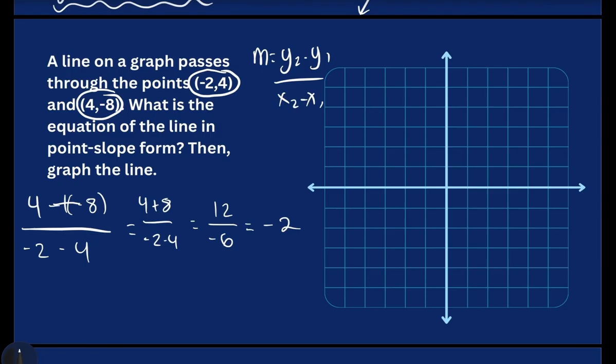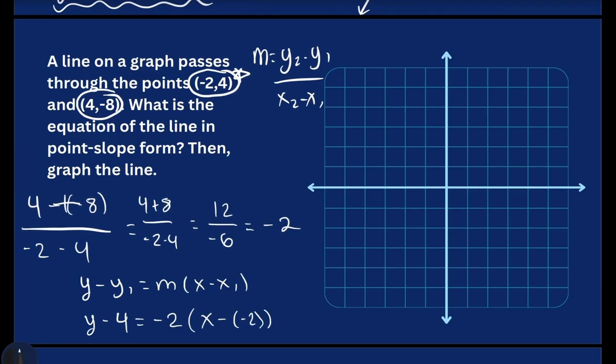So now I'm going to plug this into point slope form, which we know is y minus y1 equals m(x minus x1). Y we keep as y minus y1, and I'm going to use this point right here. So my y is going to be 4, equals my slope, which is -2, (x minus my x, which is -2), so I'm going to write minus -2. Remember that these minus and negative turn positive. So I'm going to rewrite this as y minus 4 equals -2(x plus 2). So this right here is my point slope form.